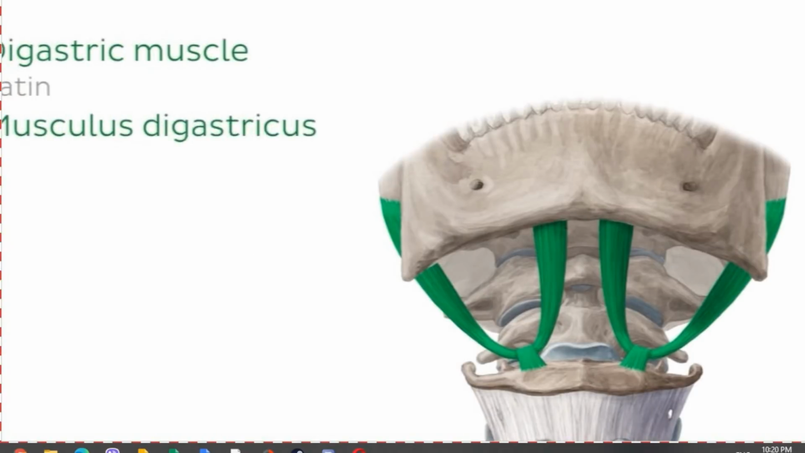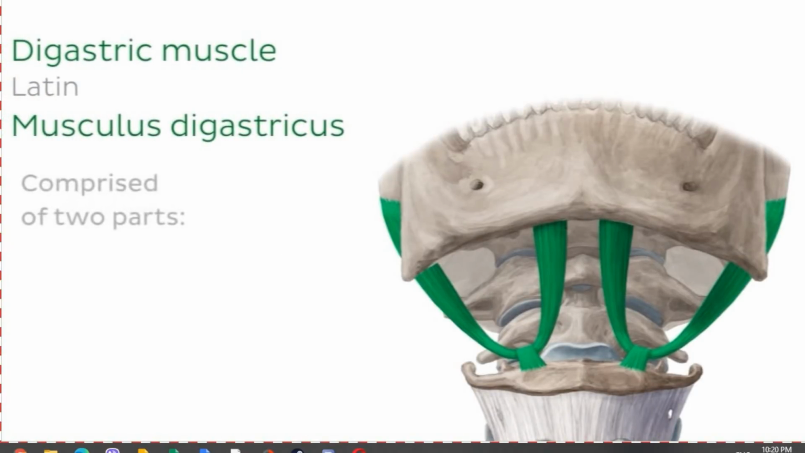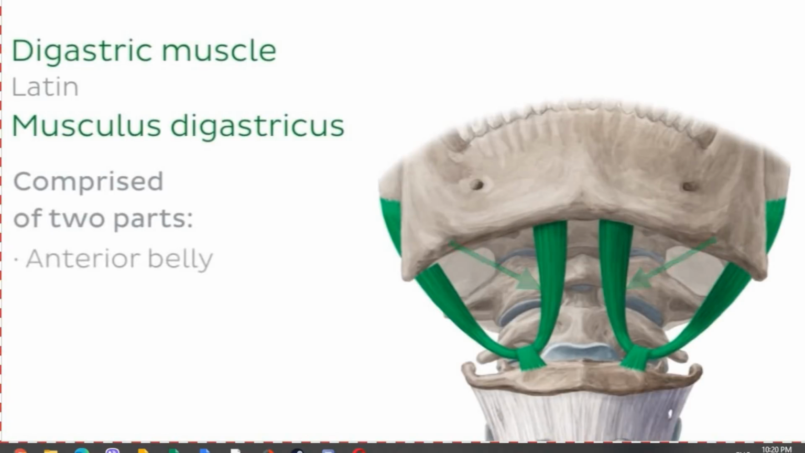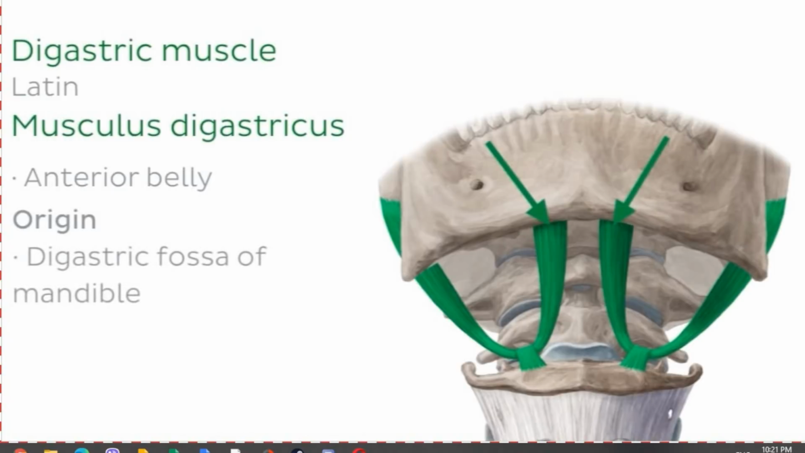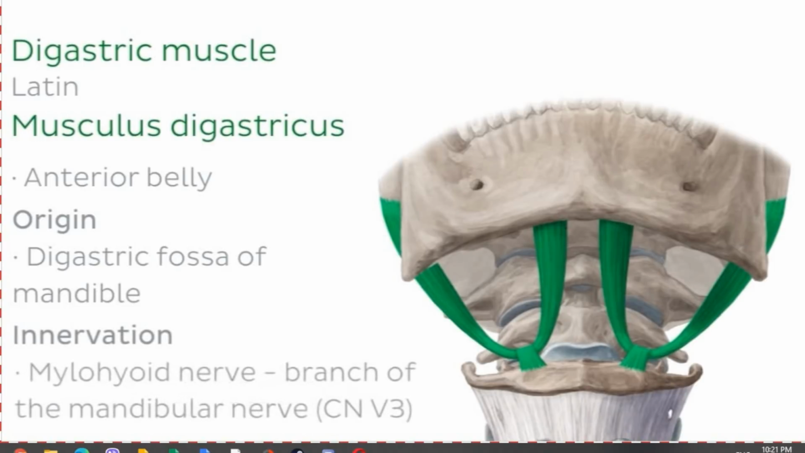The digastric muscle is comprised of 2 parts, an anterior belly and a posterior belly, which are separated by an intermediate tendon. The anterior belly of the digastric muscle originates in the digastric fossa of the mandible. Because the anterior belly of the digastric muscle arises from the first pharyngeal arch embryologically, it is innervated by the mylohyoid nerve, which is a branch of the mandibular nerve.